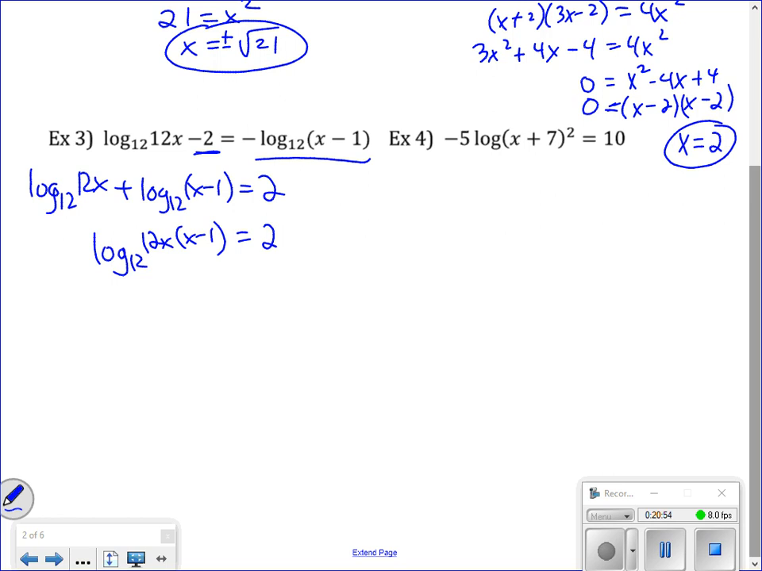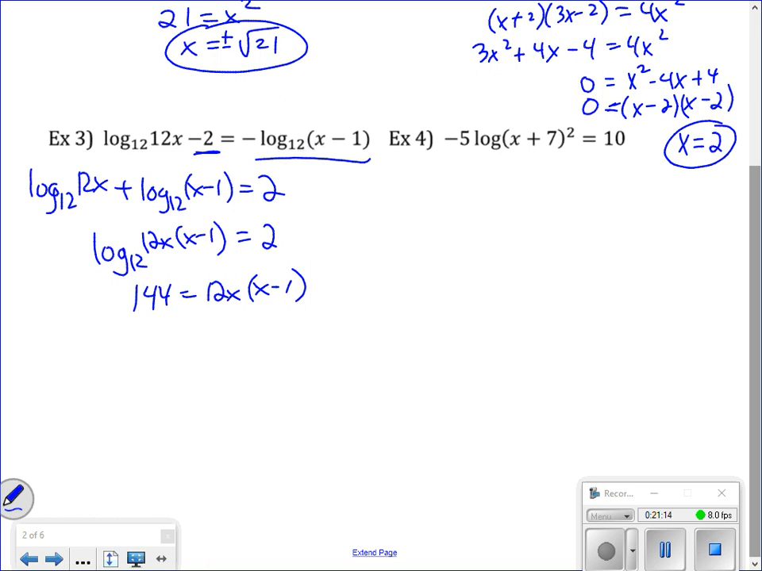So now I'm ready to write this as an exponent. All right, so I have 12 squared equals what's inside the log. So what is 12 squared? 144. So I got 144 equals 12x times x minus 1. Now, I could multiply the 12x out, but do you notice something I could do to make my life easier?